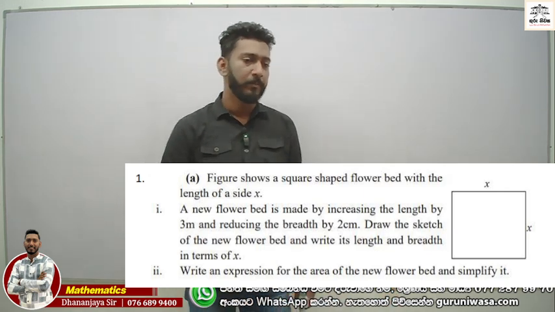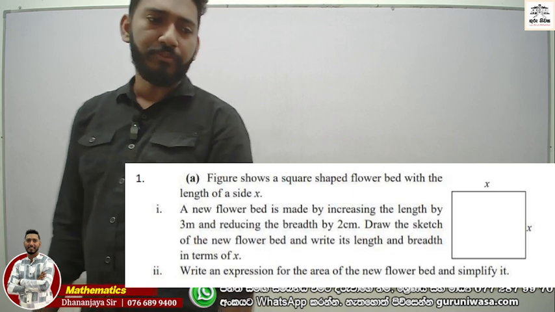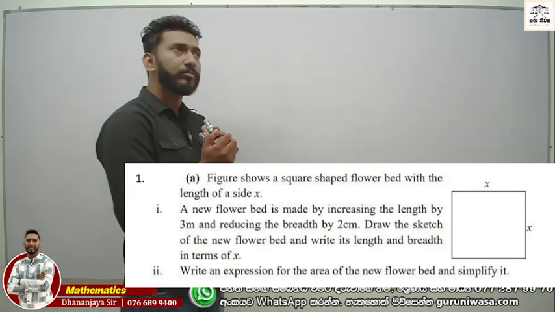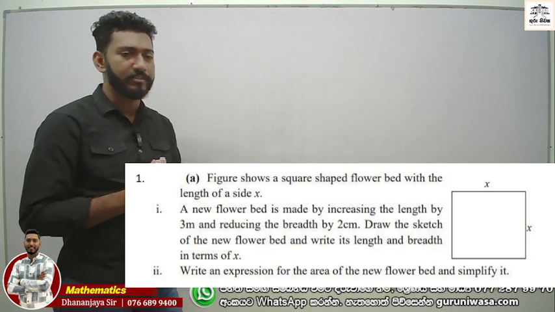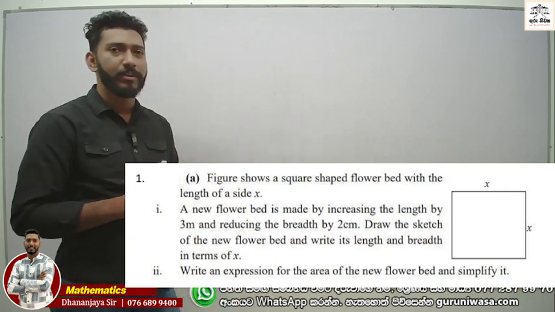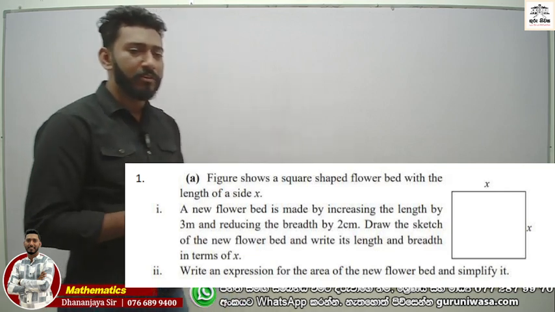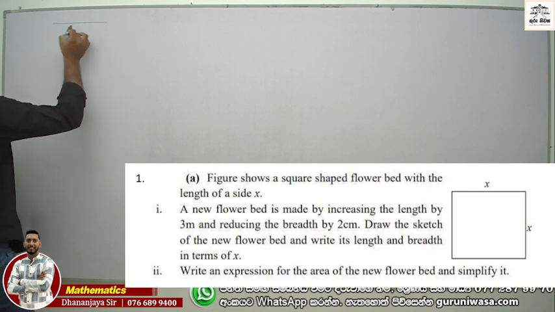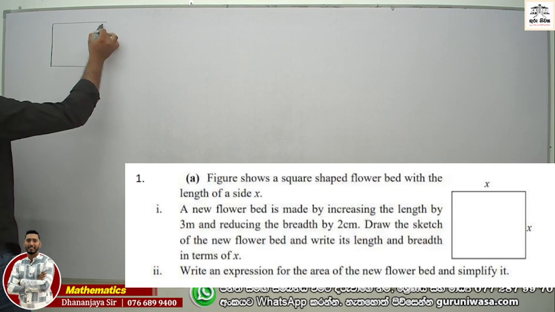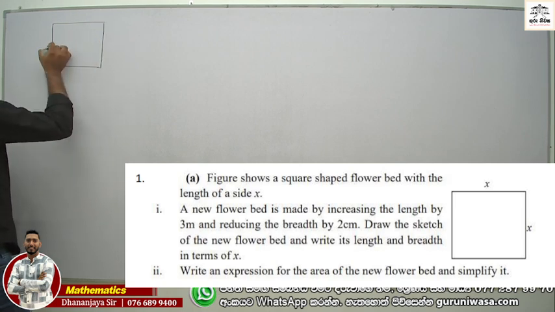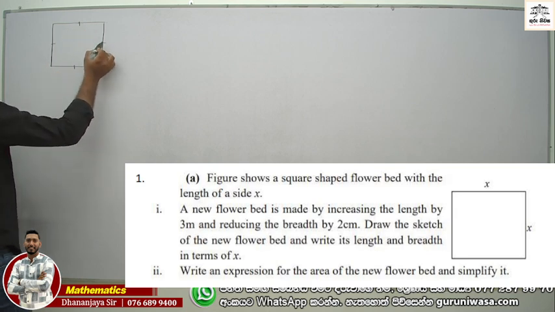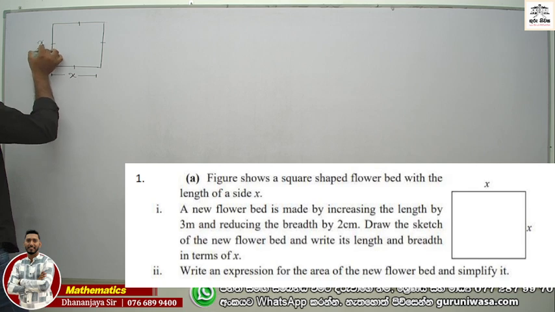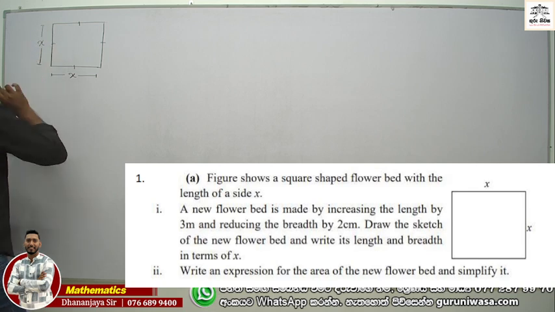PDF file. Now, first one: the figure shows a square-shaped flower bed with the length of a side x. This is a square-shaped flower bed, and the length of the side is x. This is the first detail. This is a flower bed, and both sides are equal because this is a square. The length of the side is x, and this one is also x, right?